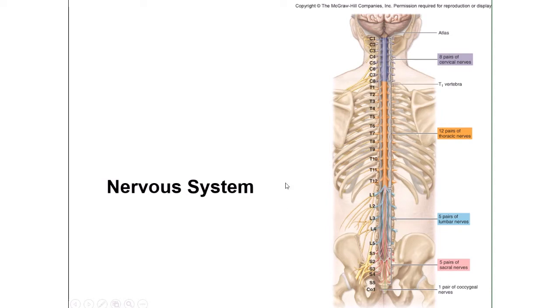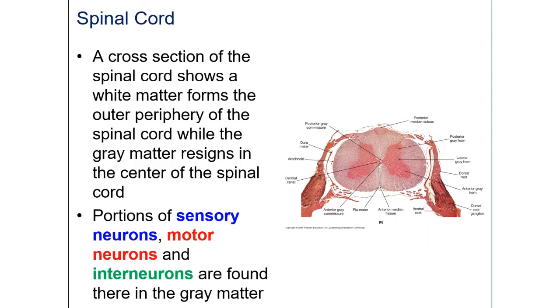Let's take a look at the internal structure and organization of the spinal cord. Here we can see a cross section of the spinal cord. You might remember we talked about the white matter and the gray matter, and for the brain, the outside is mostly gray matter, and on the inside it is white matter. But for the spinal cord, the organization is reversed. We have the white matter that forms the periphery, the outside, and we have the gray matter that forms the center of the spinal cord.